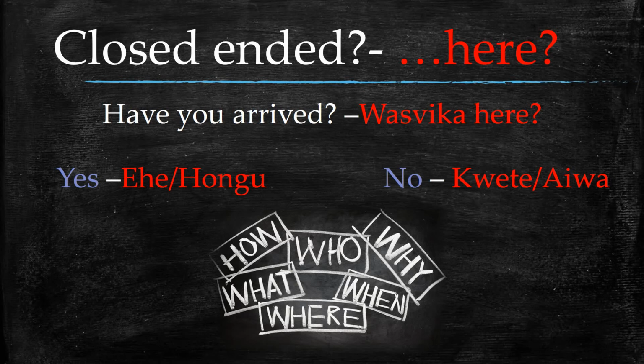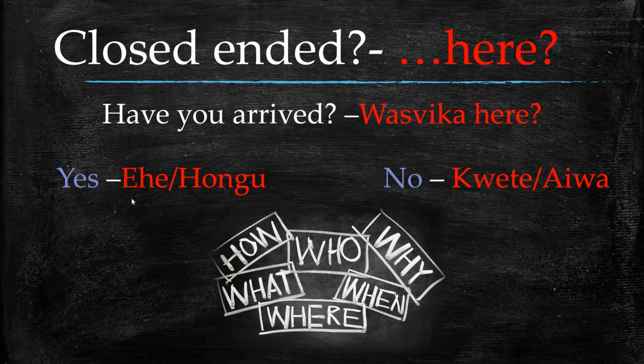There are also cases where you don't necessarily have to use this word, but the tone of your voice will indicate that you are asking a question. For example, you can just say washika. The way I say washika, someone will understand that I am asking a question. Alright. So the answers are always either yes or no.